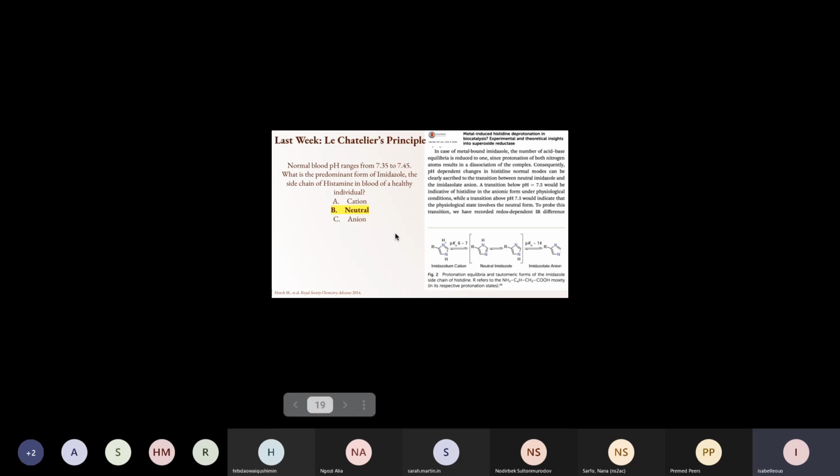Can you tell me how you got to A? I got to A because I remember when we were talking in the last slide about acids and bases, we associated acids with anions and bases with cations. So I just assumed that a pH of 7.35 or 7.45 would be a little bit more on the basic side, so it'd be more cationic.